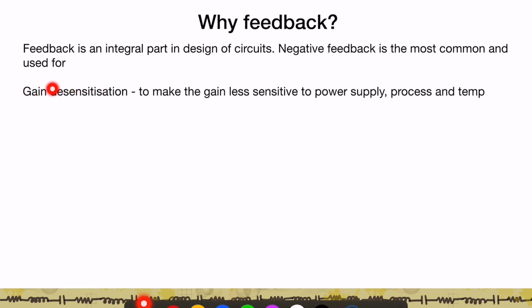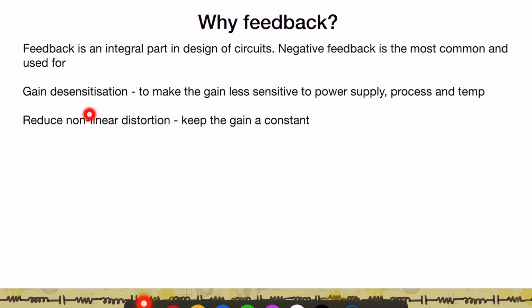First one is gain desensitization. Now, typically, when you have circuits, when you have to implement them on silicon, you have to worry about process variations, temperature variations, power supply variations that might happen on the board. And so you want to ensure that the gain of your circuit, for example, an amplifier, does not vary too much with process corners or with temperature or power supply. So you want to essentially have a method by which you desensitize the circuit to these variations. So feedback is the most common way to implement that.